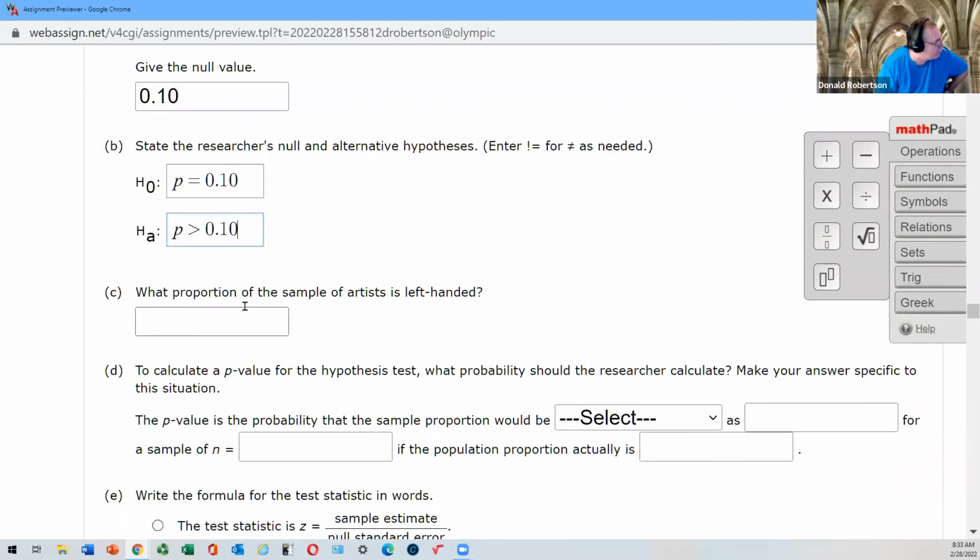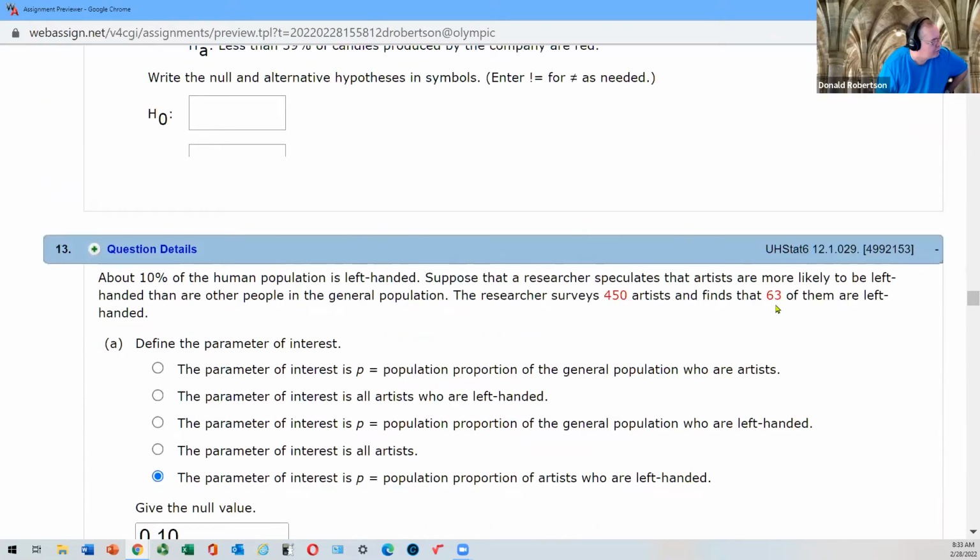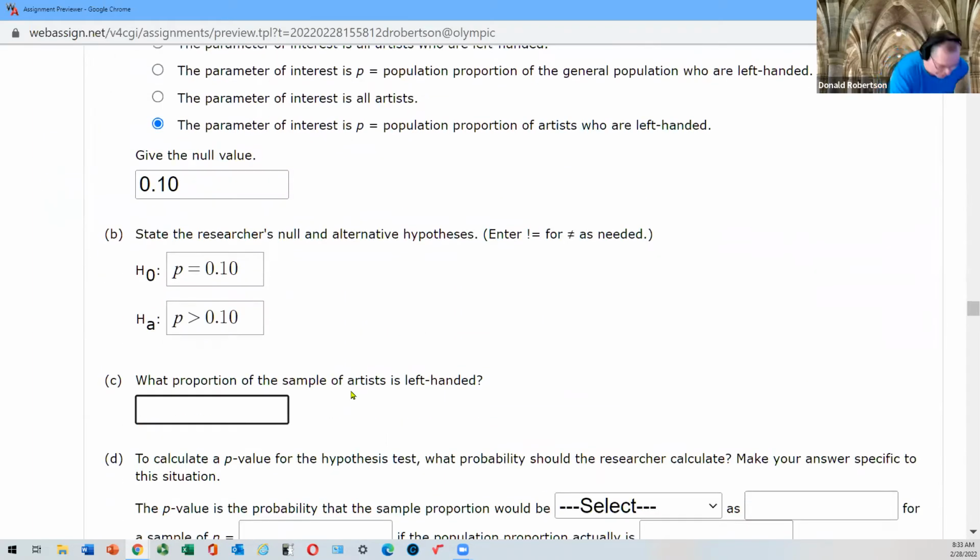Now, it then says what proportion of our sample are left-handed? Well, 63 out of 450. I'm going to turn that into a decimal. 63 divided by 450. Would you agree that is bigger than 10%? So there is some evidence that it might be true. But that could just be luck, right?